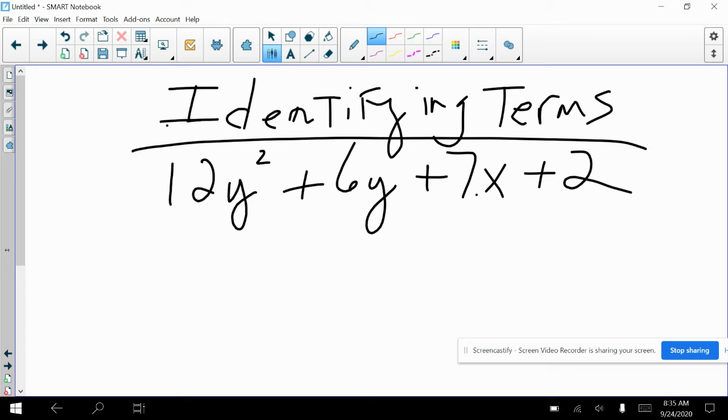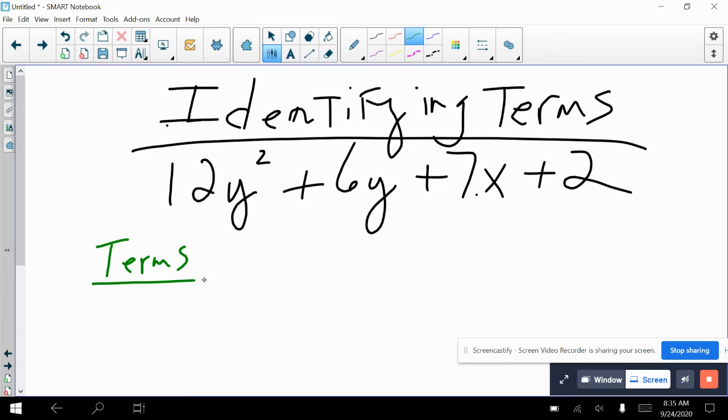12y squared plus 6y plus 7x plus 2. Okay, I know that probably looks kind of confusing to you. Okay, let's identify a couple things. What are the terms? What are the terms? Anybody know?